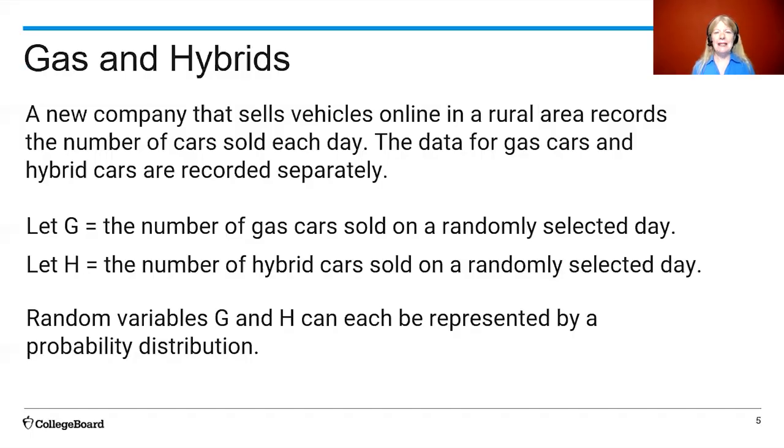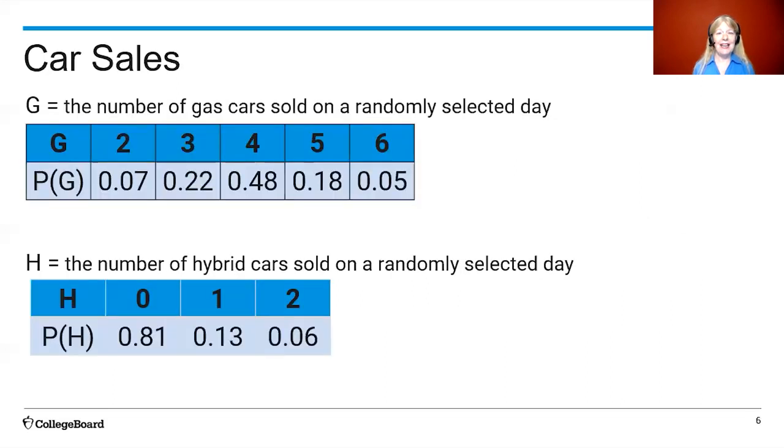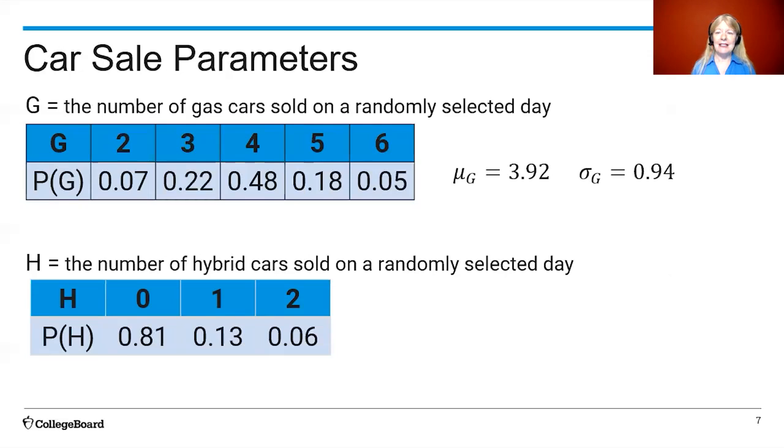A new company that sells vehicles online in a rural area records the number of cars sold each day. The data for gas cars and hybrid cars are recorded separately. So first, define the random variables. Random variables G and H can each be represented by a probability distribution. And here they are. For each probability distribution, we can calculate the mean and the standard deviation.